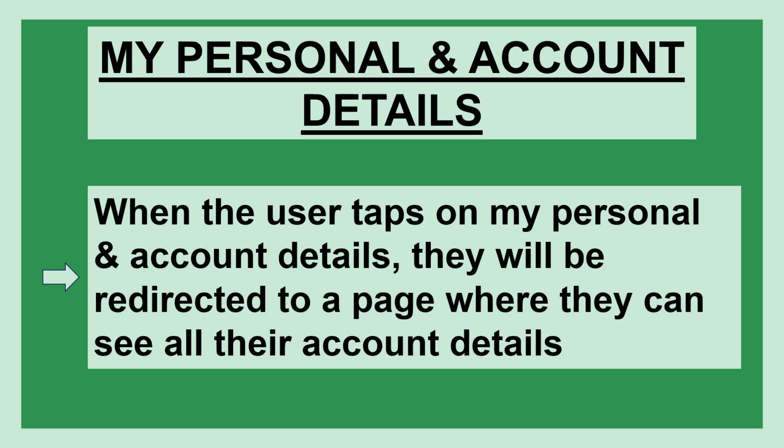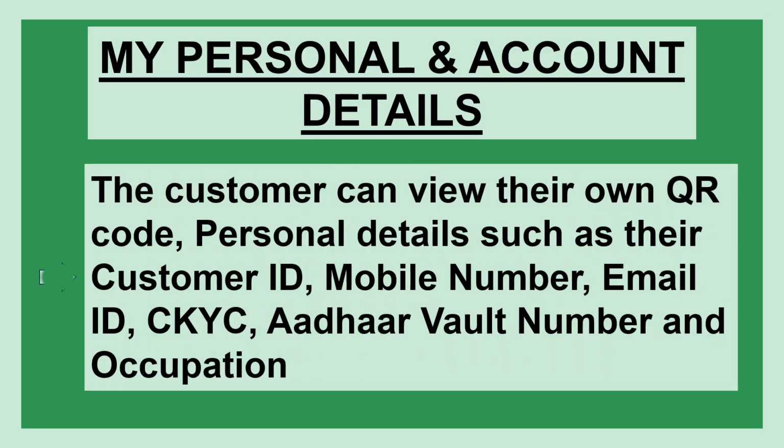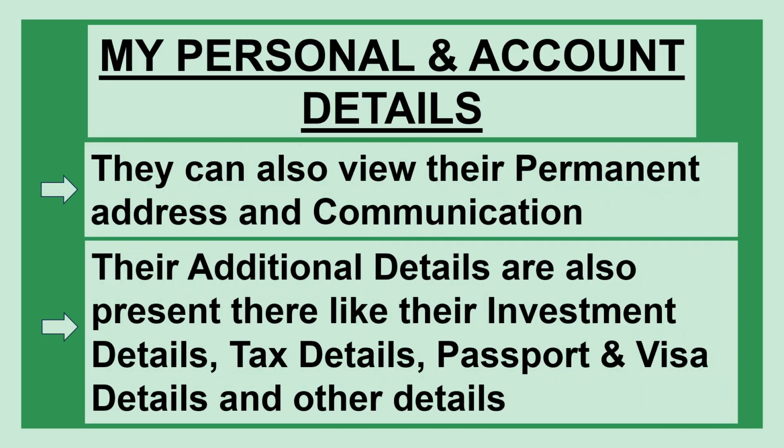My personal and account details. When the user taps on my personal and account details, they will be redirected to a page where they can see all their account details. The customer can view their own QR code, personal details such as their customer ID, mobile number, email ID, CKYC, Aadhaar vault number, and occupation. They can also view their permanent address and communication address. Their additional details are also present there, like their investment details, tax details, passport and visa details, and other details.